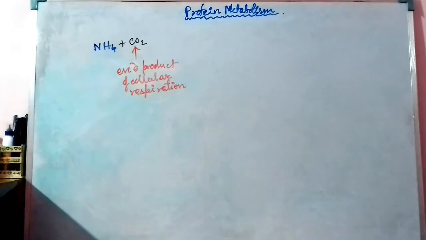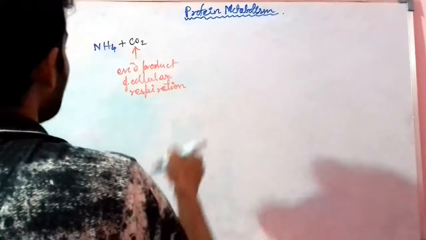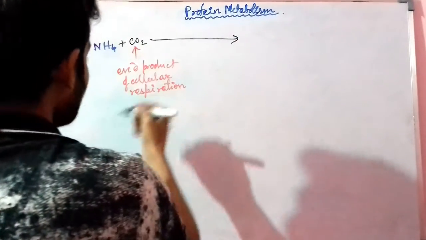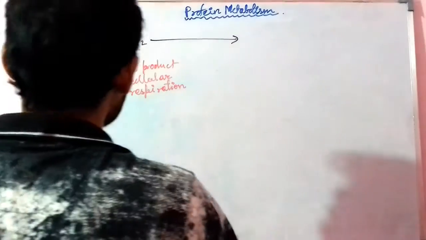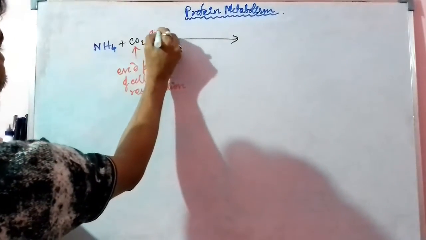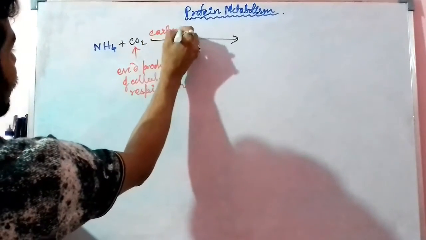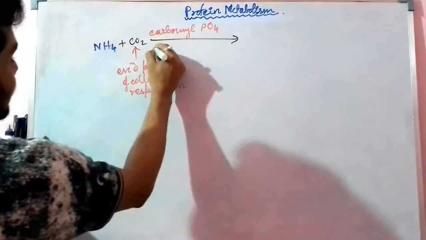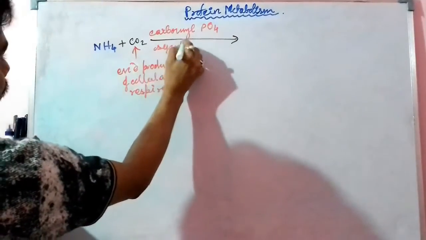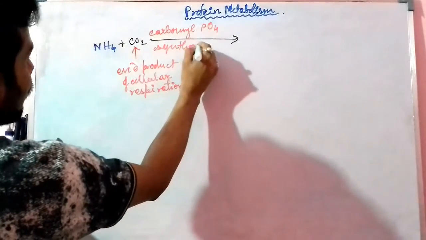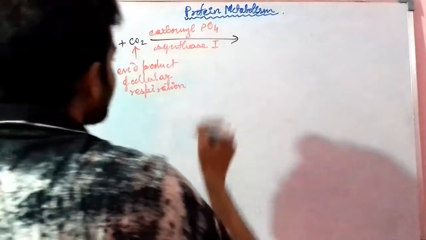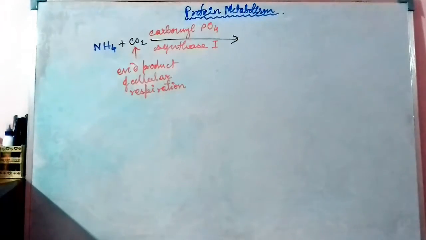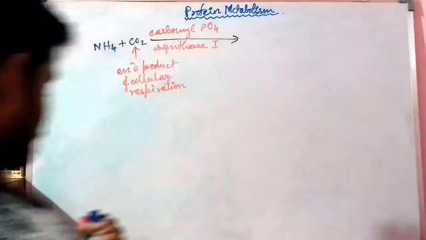Now this ammonia plus CO2, in the presence of carbonyl phosphate synthase 1, gets converted to what? Carbonyl phosphate.